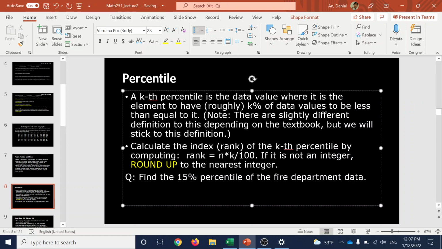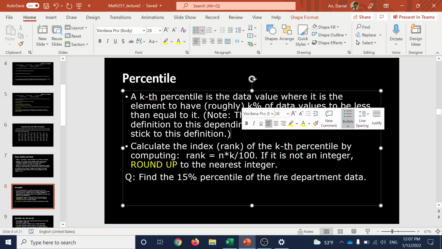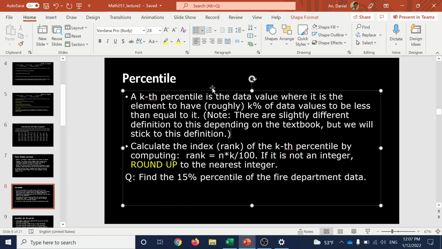So roughly k% of the data values to be less than or equal to it. Now, depending on the textbook, the definition of percentile is slightly different. Sometimes they might not have the equal in the definition, and there's some more complicated definition. But we're going to stick with this one, okay?